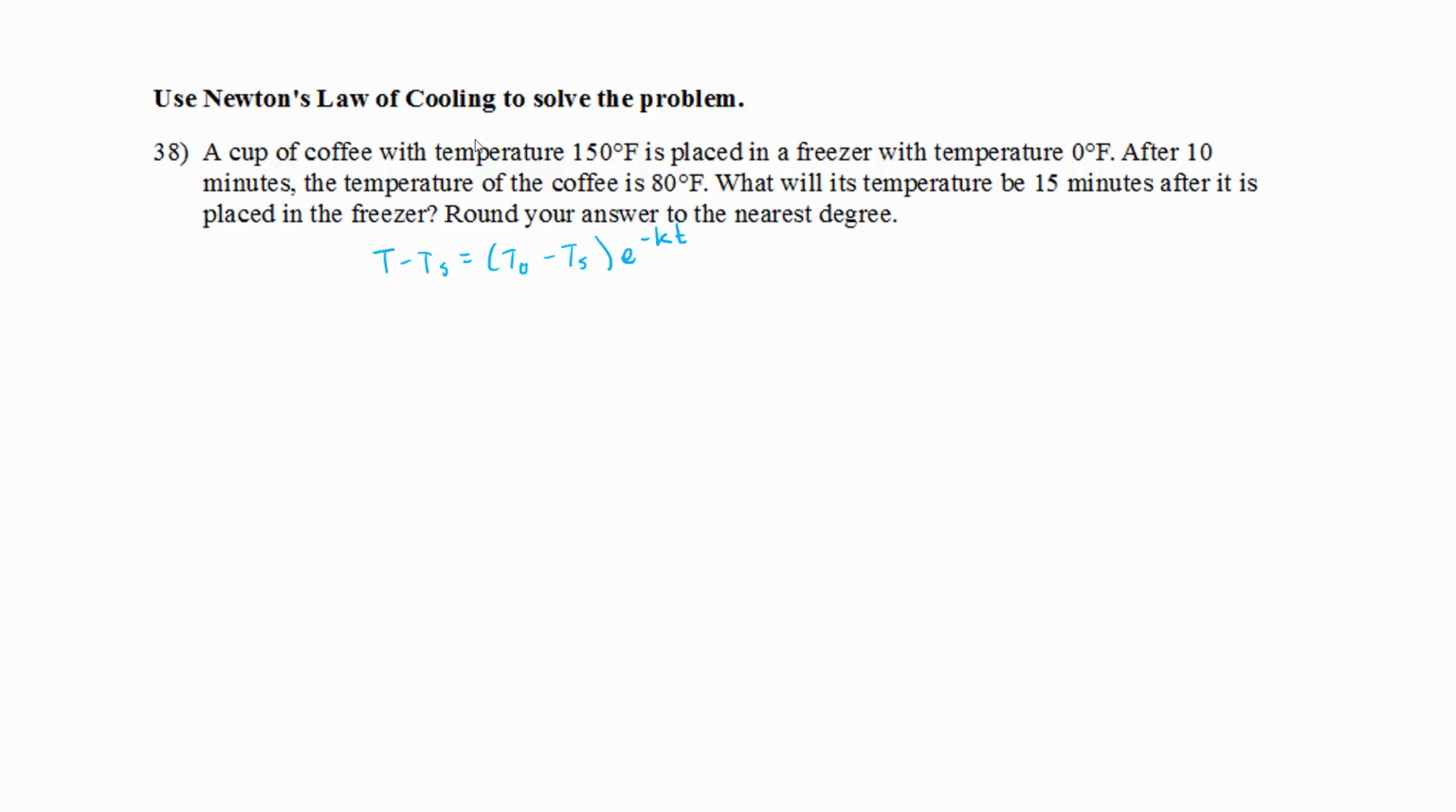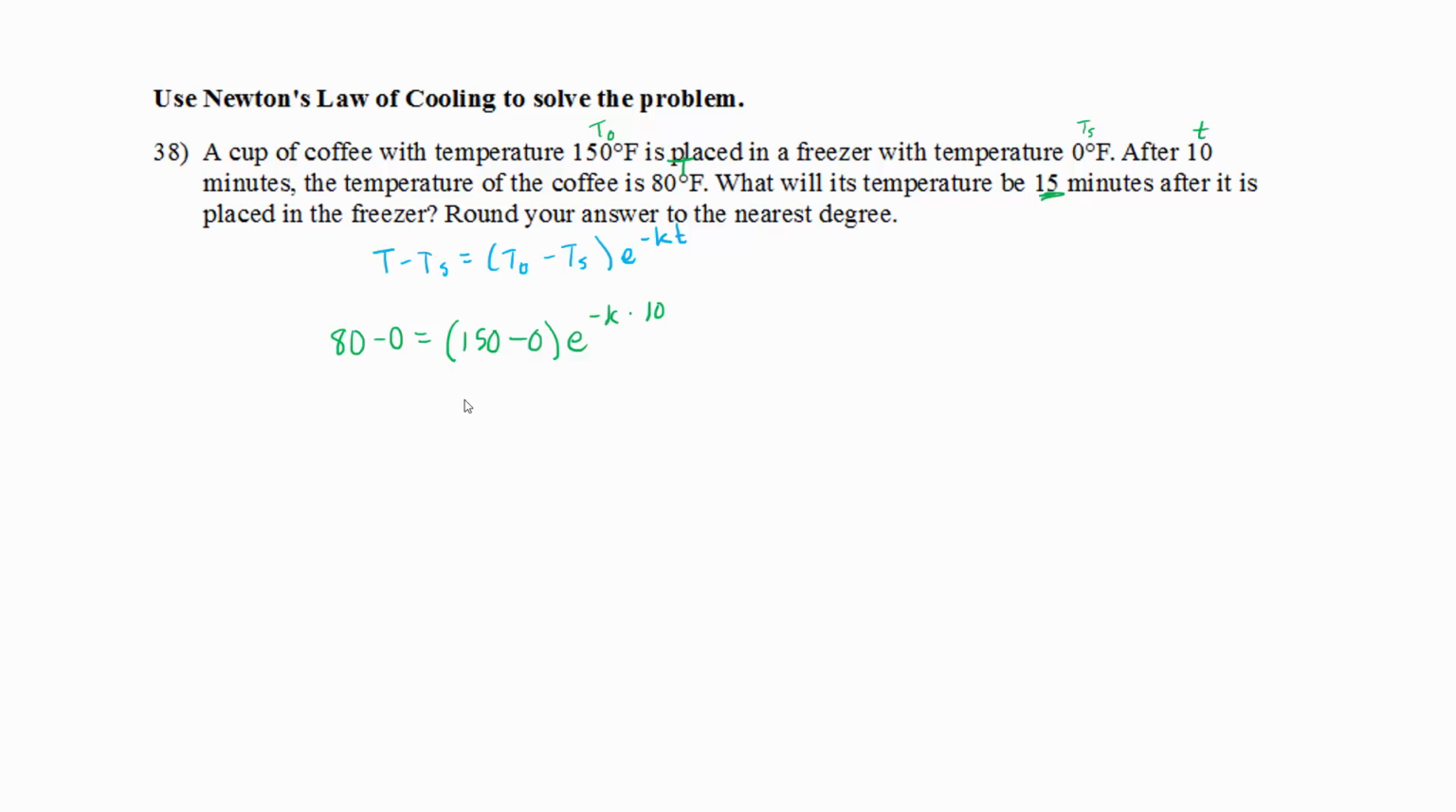In the problem, they said that it starts at 150, so that's T0. Our freezer, which we're putting it in, is 0, which makes it the surrounding temperature. After 10 minutes, so that's time, which is little t, the temperature is 80, which is big T. Whatever the last thing they tell you is, that's what you're going to save for the next part. So we need to do 80 minus 0 equals 150 minus 0 e to the negative k times 10.